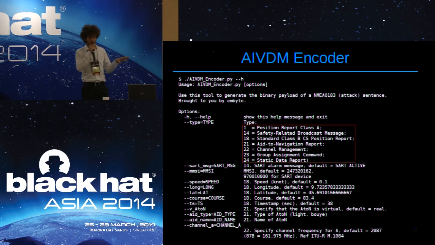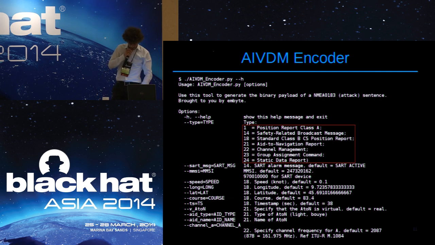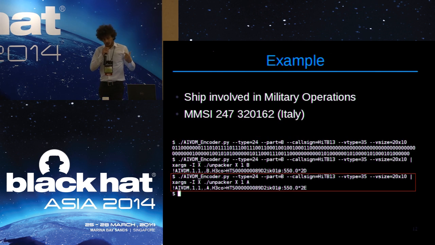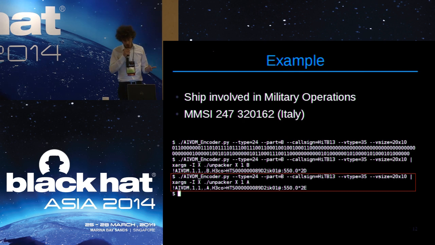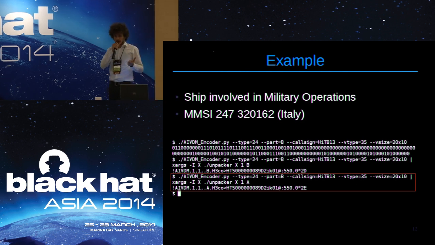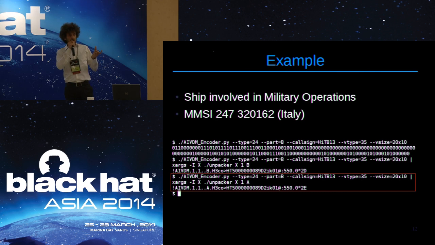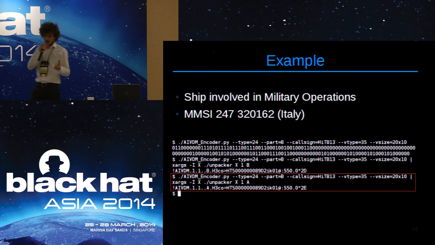So both the implementation-side attacks and the protocol-specific attacks. In this example, you can see that we can generate a payload both in binary form and in ASCII form for an Italian ship that is involved in a military operation. And you can see that it's Italian because every ship has what is called an MMSI, which is like the equivalent of the plate that you have on your car. Each of you has a plate with an ID on your car.